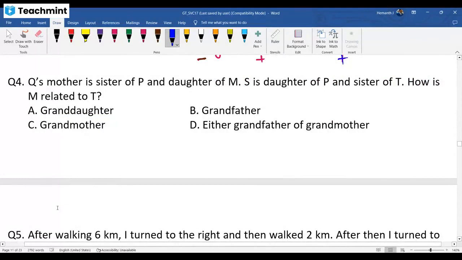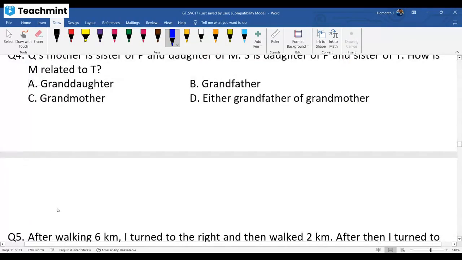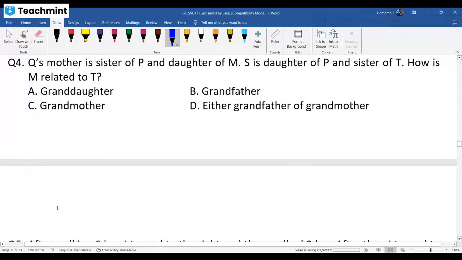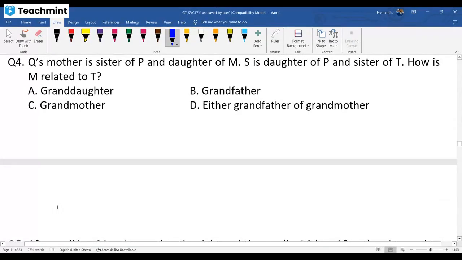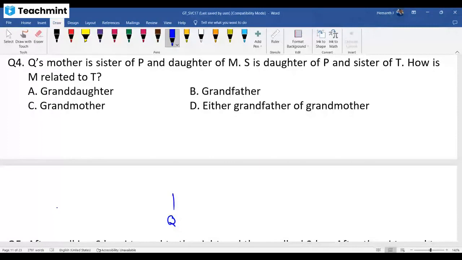See this next question. Q's mother is sister of P and daughter of M. S is daughter of P and sister of T. So Q's mother is sister of P. Q's mother is daughter of M as well. M's daughter is Q's mother. S is daughter of P and sister of T.